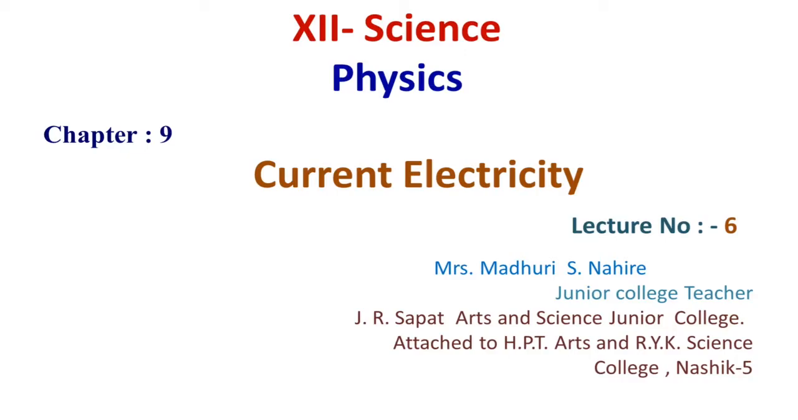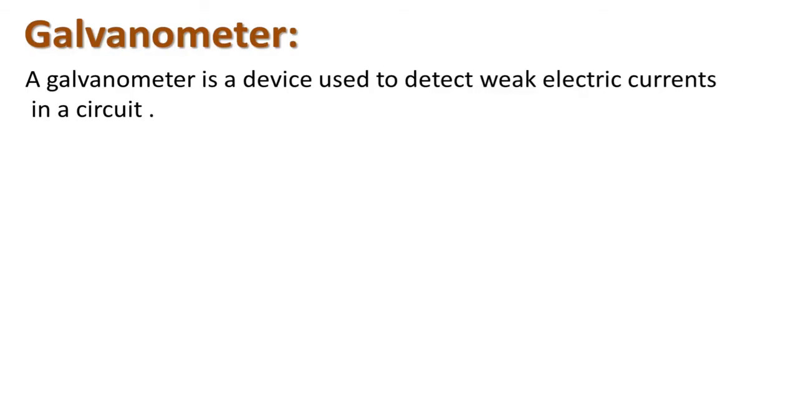In the previous 5 lectures, we have learned about Kirchhoff's laws, Wheatstone bridge network, meter bridge, about potentiometer and the uses of potentiometer. In this lecture, we are going to learn about galvanometer and how to use it as an ammeter and voltmeter. A galvanometer is a device used to detect weak electric currents in a circuit.